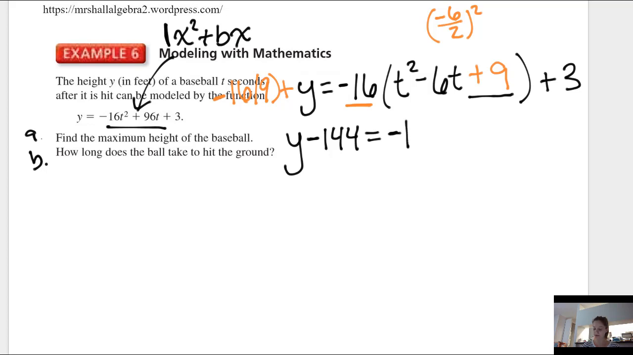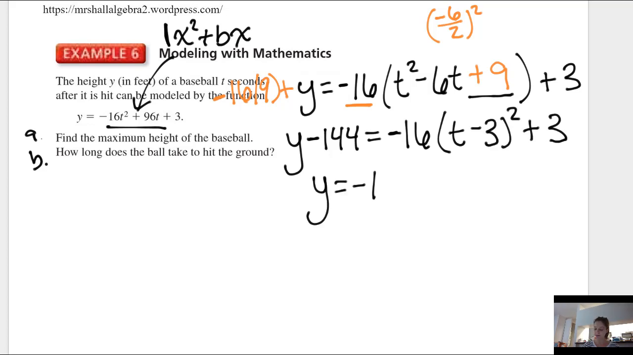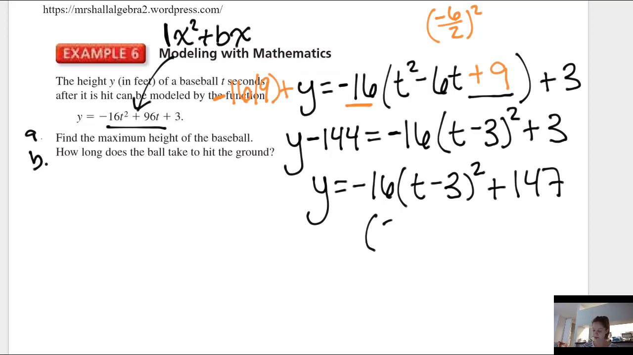Then we have negative 16 times (t minus 3) squared plus 3. Get y by itself. This is negative 16 times (t minus 3) squared plus 147. So now I have the equation in vertex form. I can identify the vertex. The vertex is (3, 147).